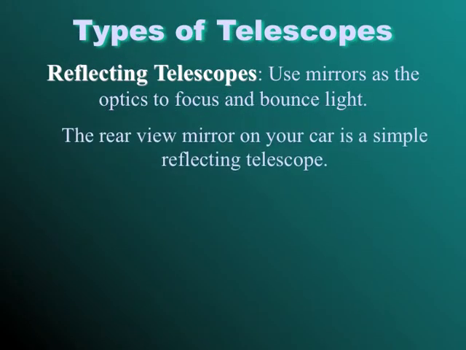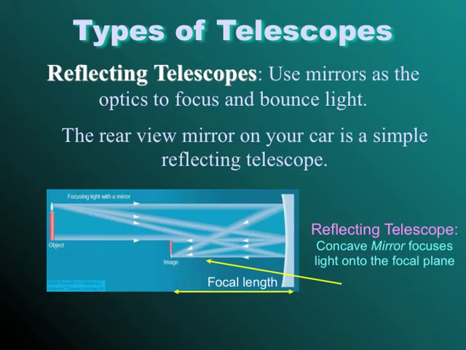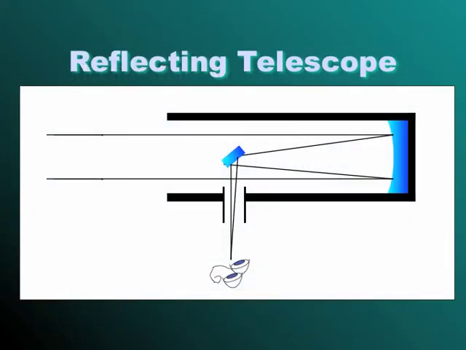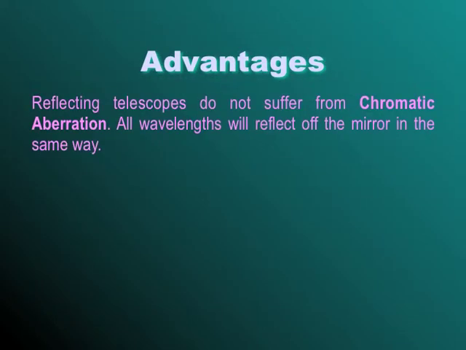Another type of telescope is the reflecting telescope, which instead of using lenses to bend light, uses mirrors to bounce the light and reflect it to a focus. Here's a diagram of how the light bounces off a mirror in a reflecting telescope. Most of the modern telescopes in use today are reflecting telescopes. They do not suffer from chromatic aberration problems. In other words, all the light wavelengths will reflect at the same point and come to a focus at the same point.